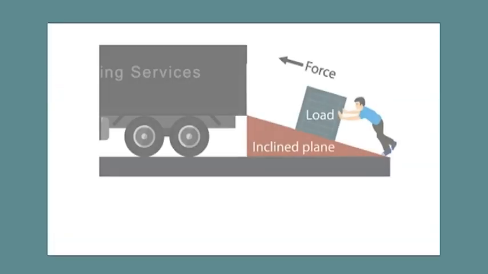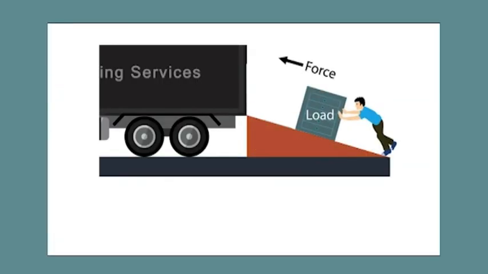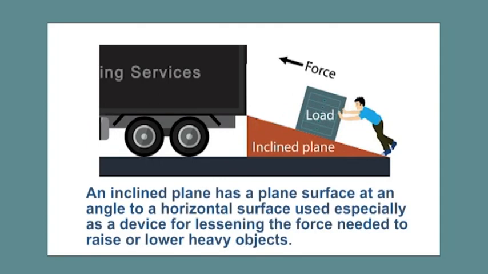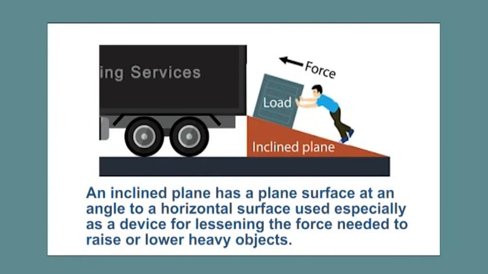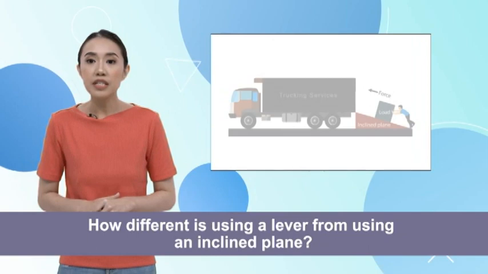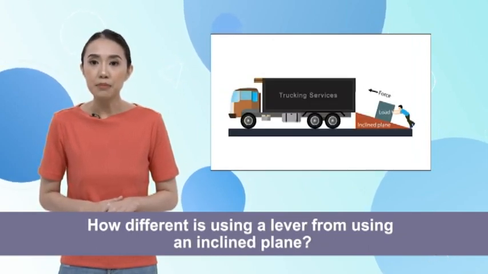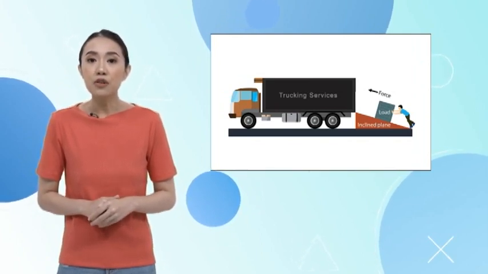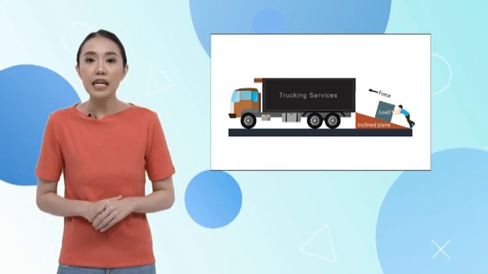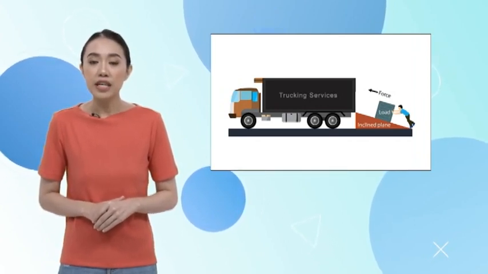The second kind of simple machine is the inclined plane. An inclined plane has a plane surface at an angle to a horizontal surface used especially as a device for lessening the force needed to raise or lower any object. Observe how an inclined plane is used in the following illustration. How different is using a lever from using an inclined plane? From the previous illustration, you will see that no fulcrum is involved when you are using an inclined plane compared to when you use a lever.